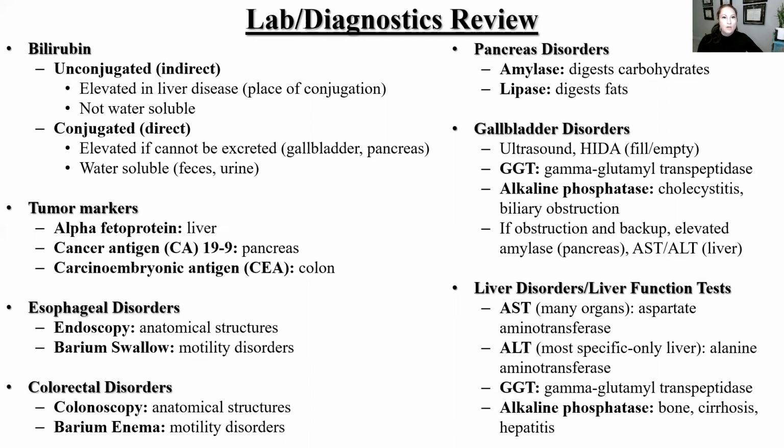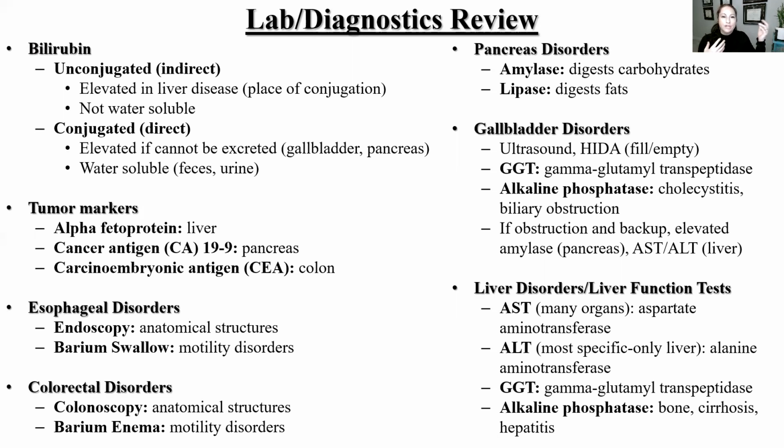Another highly tested lab is going to be the tumor markers, and there are three that are most commonly tested. Alpha-fetoprotein is a tumor marker for liver cancers. Cancer antigen, CA19-9, is something that will be elevated in pancreatic cancer. Carcinoembryonic antigen, or CEA, will be elevated in colon cancers. For esophageal disorders and colorectal disorders, there's two main imaging tests that we use. If we want to visualize the actual anatomic structures, we're going to use a fiber optic scope.